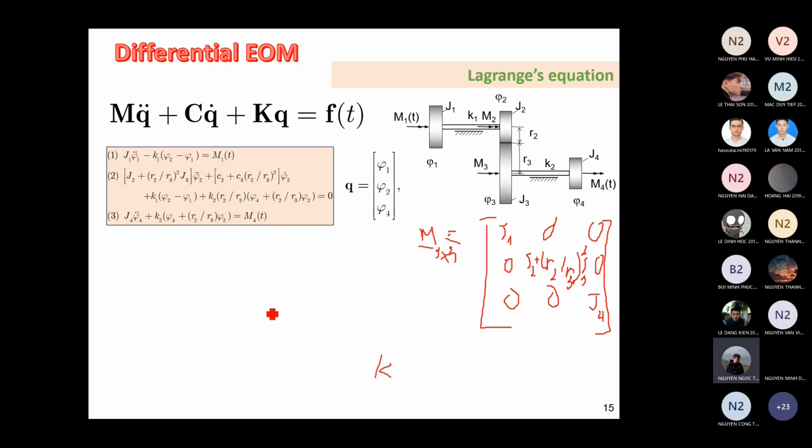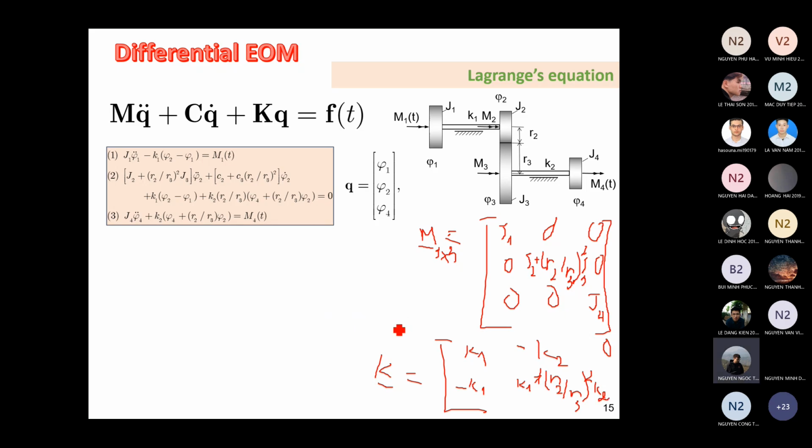K, the first row is K1, minus K2, then 0. Okay, the second row is minus K1, then K1 plus R2 over R3 squared multiplied by K2, multiplied by K2.